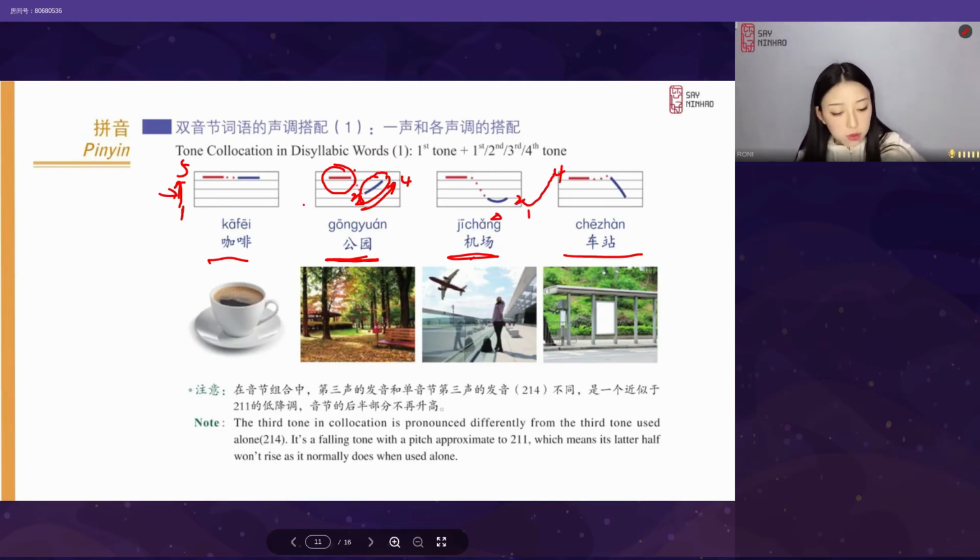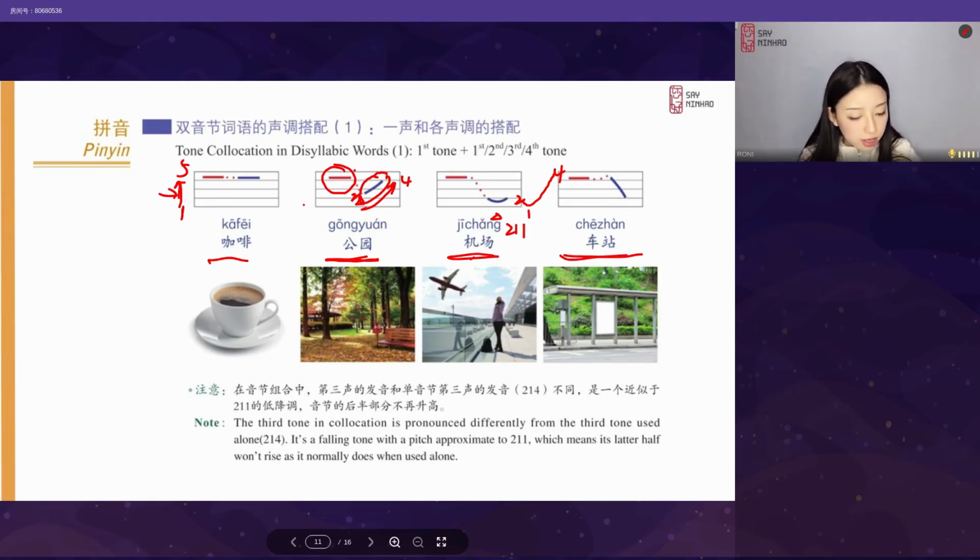But here it is 2, 1, 2, or say 2, 1, 1. It looks more like 2, 1, 1. So actually this is the half third tone. When the third tone is in a collocation of other tones, it will change to half third tone. Okay, so it is not the full third tone, we will read it as 机场 in daily life. Okay, read after me, please. 机场, it means airport.